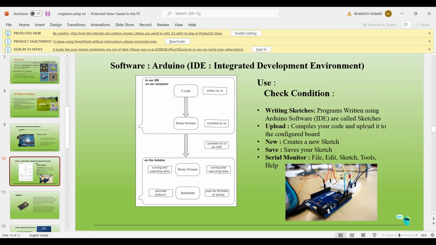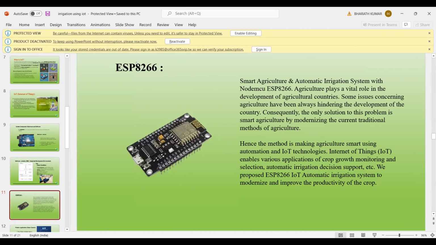Uploading compiles the code, uploading configures the board, and you can create and save several monitor files, etc. The C code is converted into a binary file, and the binary file is converted for the bootloader. Another microprocessor chip is also used in the smart irrigation automation system: the NodeMCU ESP8266.